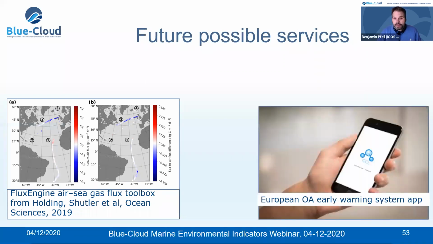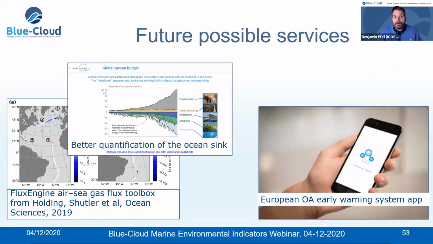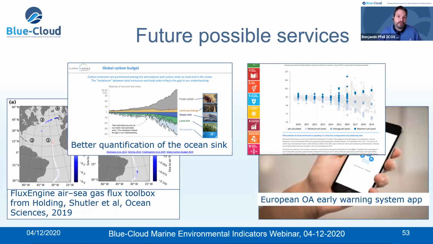There could be the development as well going towards an ocean acidification early warning app that could be used for the blue economy. Of course, if we have better quantifications of the ocean sink, we would be able to feed better back to the ETC. And of course, we could deliver data better to the Sustainable Development Goals and contribute to their aims.